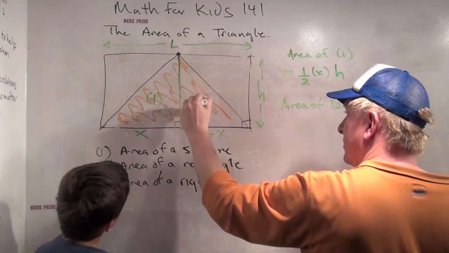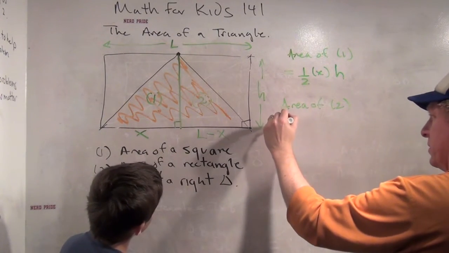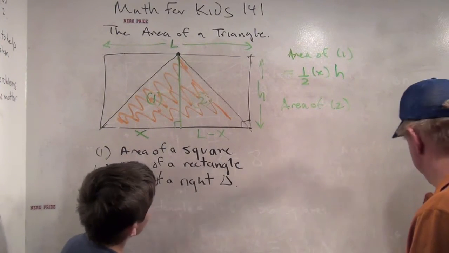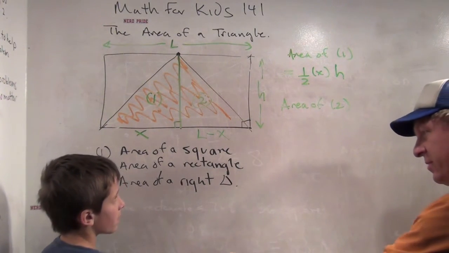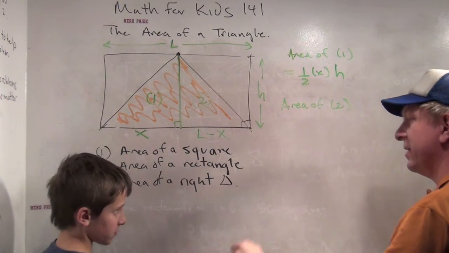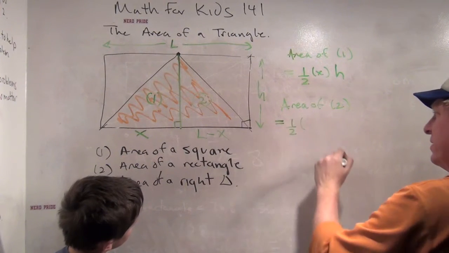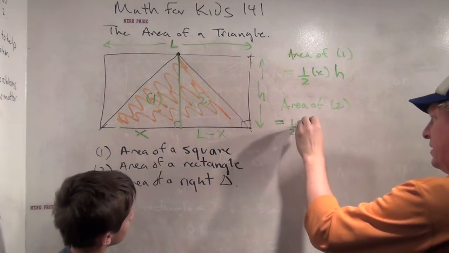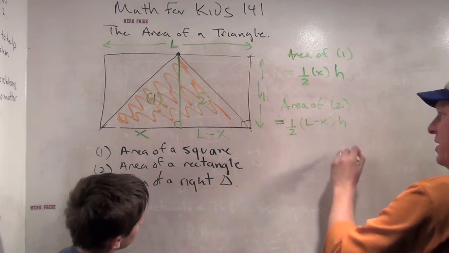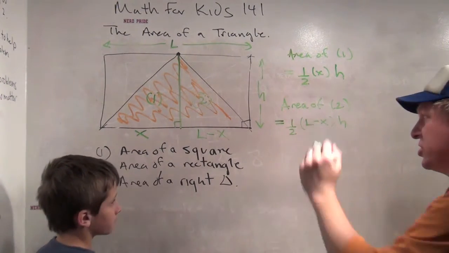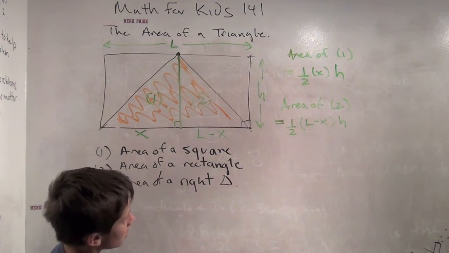And what is the area of triangle 2? Sorry, I haven't drawn 2. What is the area of triangle 2? It's L minus X. Well, it's the base. What's our formula for the area of a triangle? It's 1/2 times base times height. So I got 1/2 times L minus X times H. Okay? So the area of our orange triangle is what? How are we going to compute the area of our orange triangle?